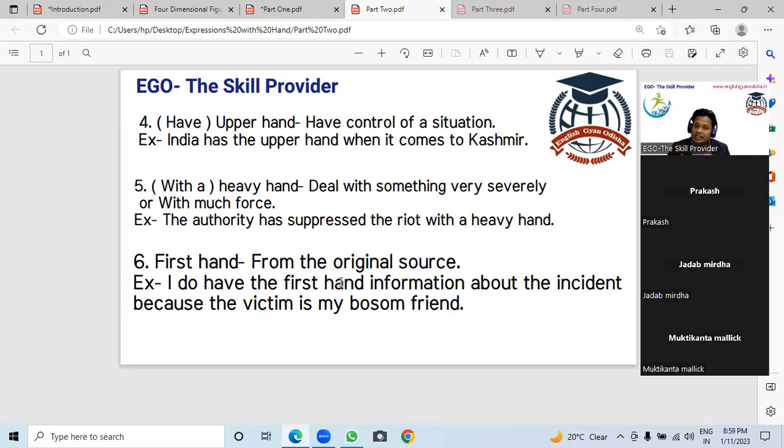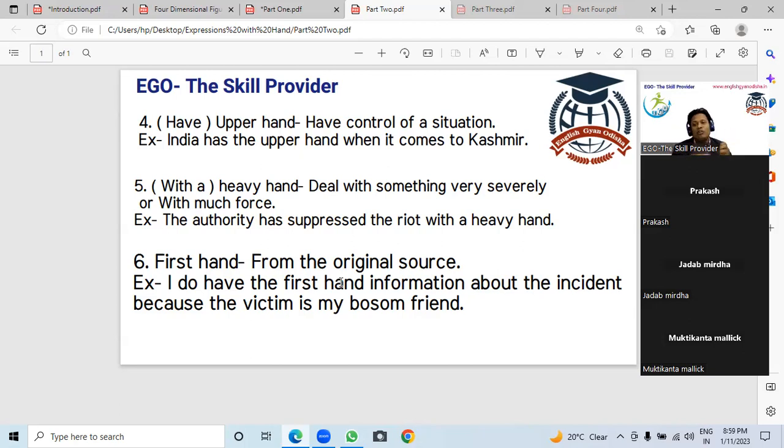But if Prakash sir tells Muktikanta sir, then whatever Muktikanta sir says, that is not the first hand. That is not the original thing. That becomes second hand information. The first hand information means from the original source.